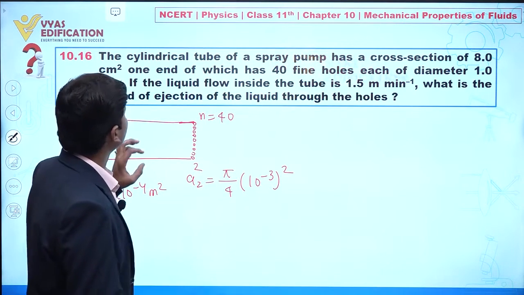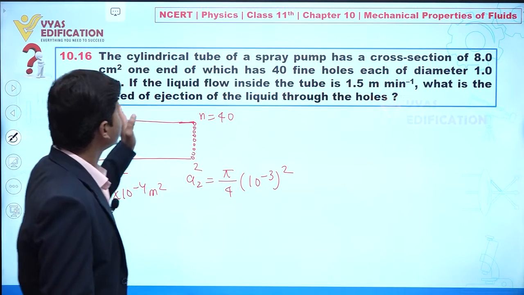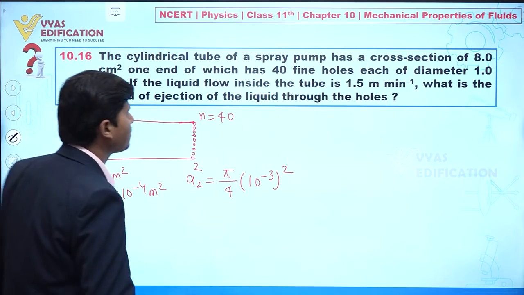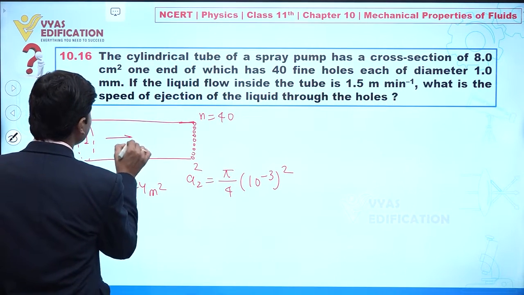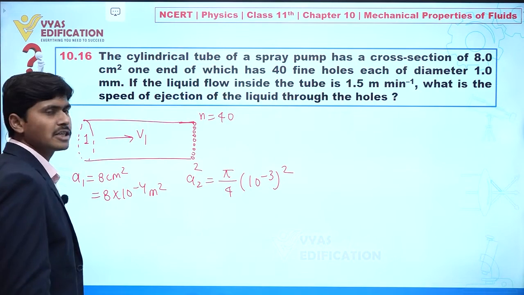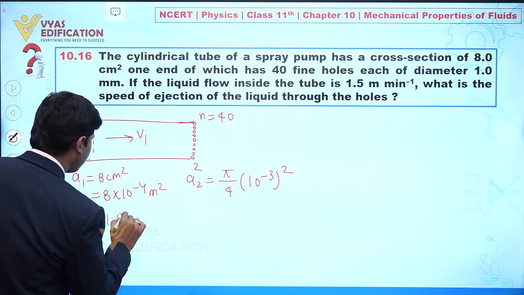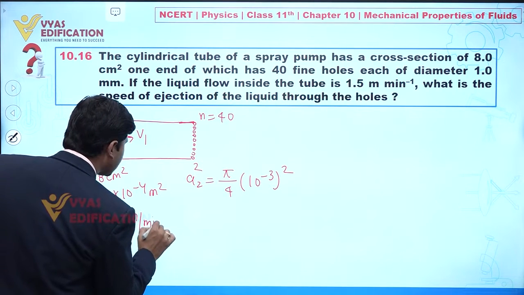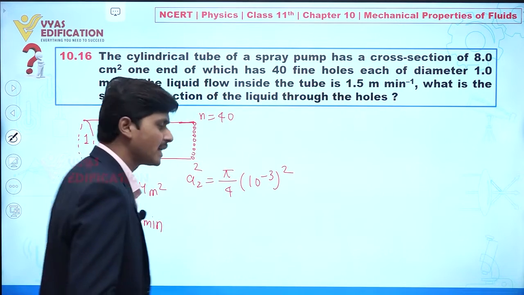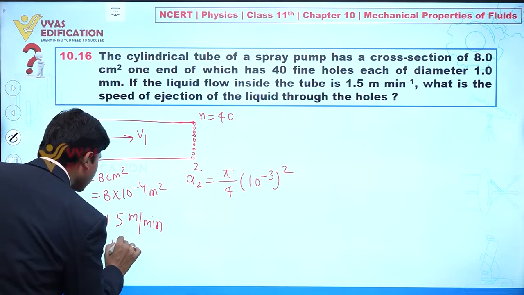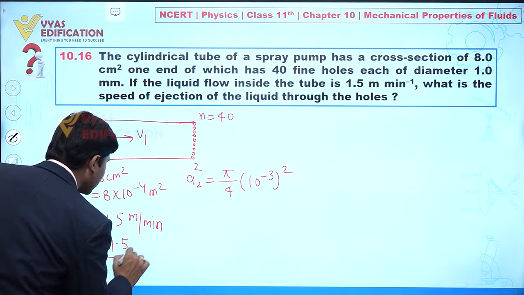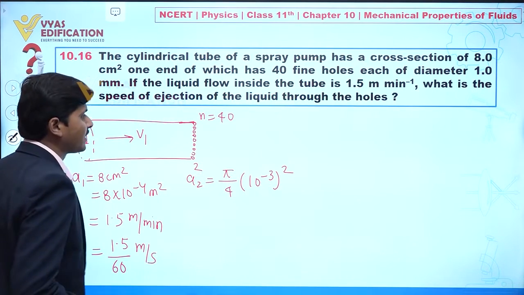Clear? Now it is also given that the liquid flow inside the tube is 1.5 meter per minute, it means we can see the value of V1 is given to you. So V1 is 1.5 meter per minute. First we can convert this into seconds, clear. So I can write like this, 1.5 divided by 60, this is meter per second, clear.